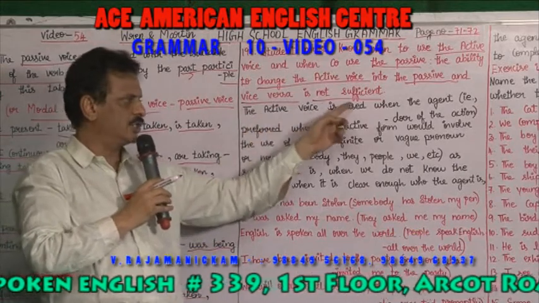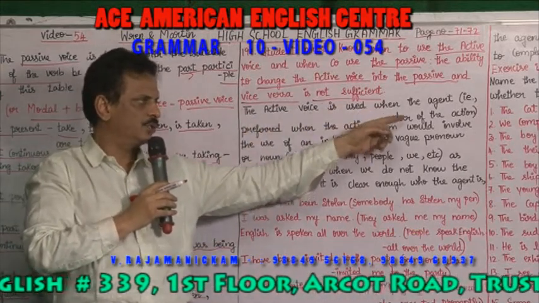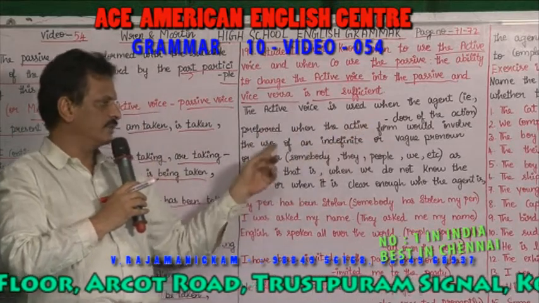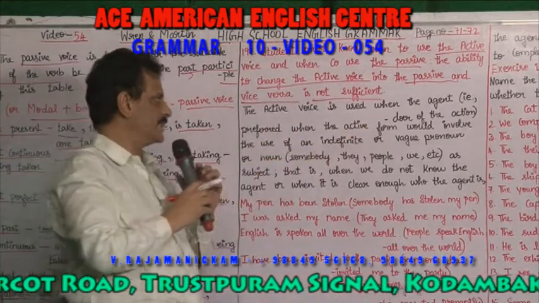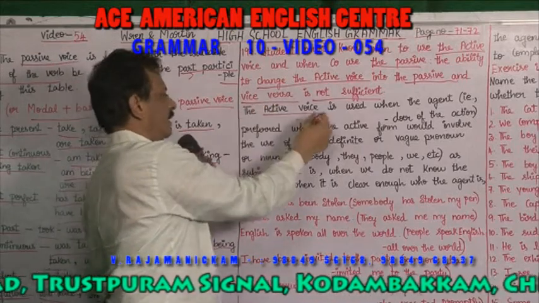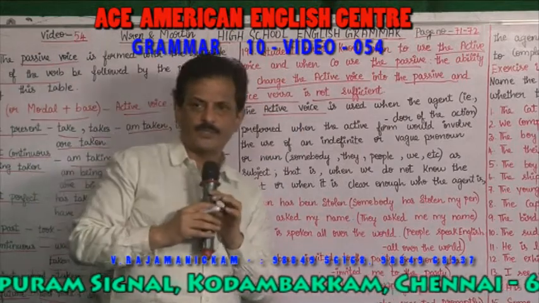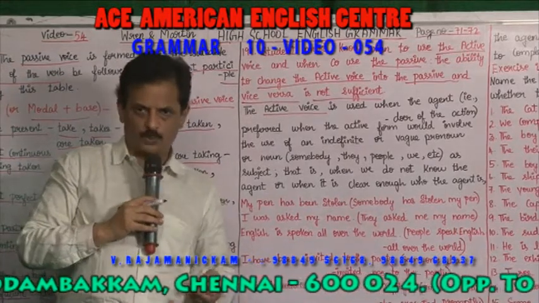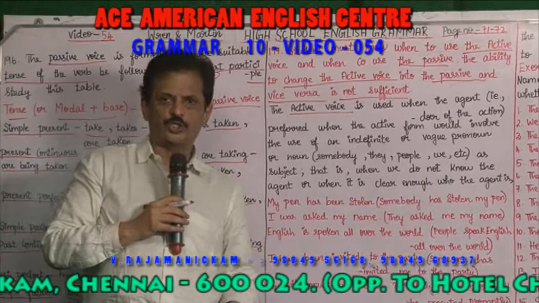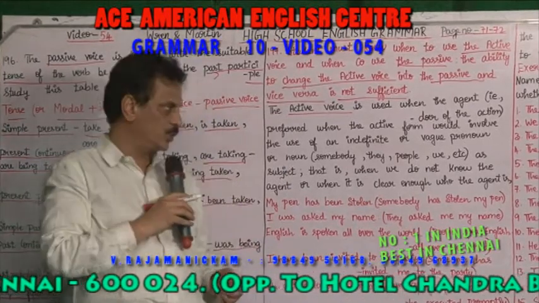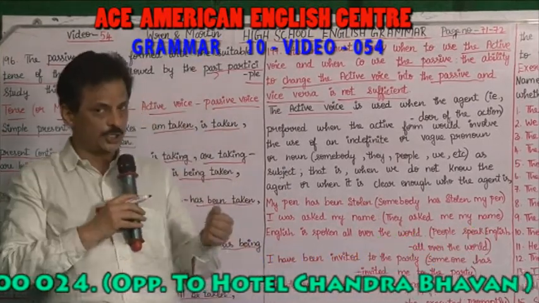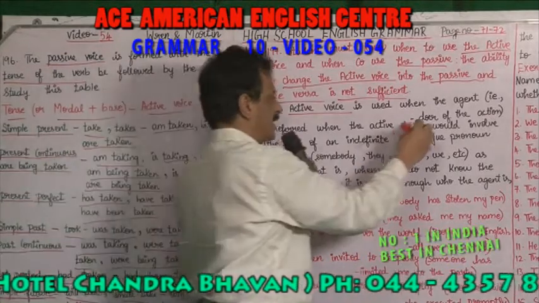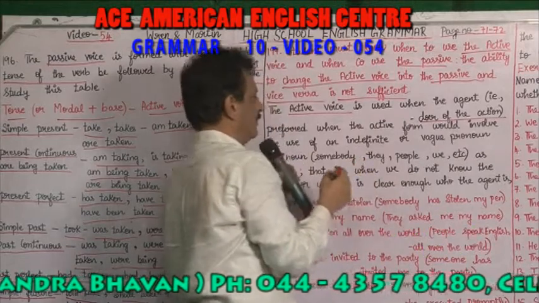Active voice is used when the agent, the doer of the action, is preferred. Active voice is used when you want to say the subject does an action. For example, Rama writes a novel. You want to mention Rama, so there you are using active voice. When you want to mention the doer of the action, you are using active voice.